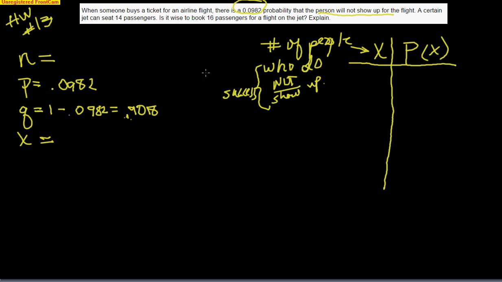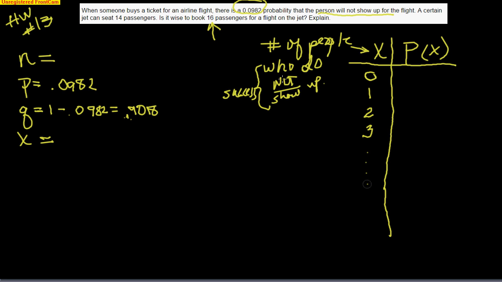What are all the possible outcomes of people who do not show up? Well, the question really is, is it wise to book 16 passengers? That's the question we're trying to answer. So let's take a look at what happens if we book 16 passengers. Well, if we book 16 passengers, it is possible that 0 of those people do not show up. In other words, all 16 of them do show up. There's a possibility that one person might not show up and the remaining 15 will show up. There's a possibility of 2 people not showing up and the remaining 14 will show up. There's a possibility 3 people won't show up and the remaining 13 will. And so on all the way down the line.